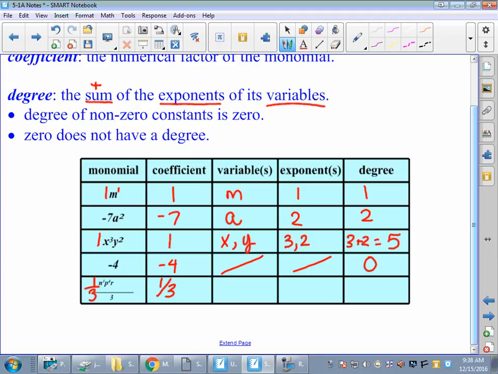Variables are 3 of them, n, p, and r. And I have 3 different exponents. I have a 3, a 4, and the 1 from the r. So my degree, when I add those all up, is 8. So that's a summary of all of the coefficients, exponents, degree, a lot of terminology there.